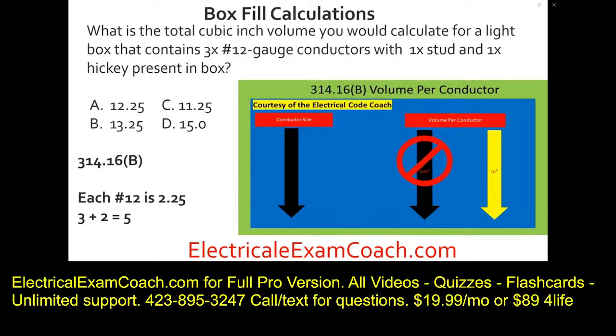That's what I meant by we're converting everything back to conductors, and then we can do our multiplication. We take those 5 number 12s, multiply it by the cubic inch volume for 12, and we end up with 11.25 cubic inches, and we would select C.